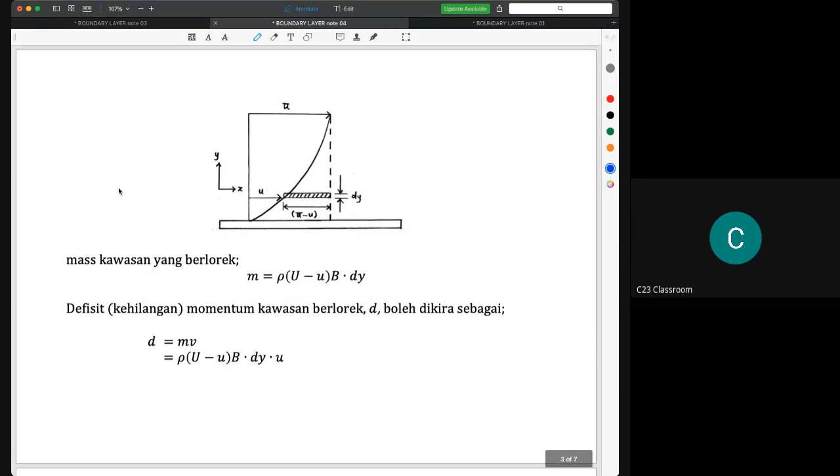Then we need to create a diagram. Let's say this is the diagram. We assume that the top molecule here is moving with a capital U, which is the free stream velocity, and we are now calculating the momentum inside this area. Because the shape here is a curved shape, we cannot calculate it by using the idea of triangular area. So what we do is assume that we have a very small area, a very thin rectangle.